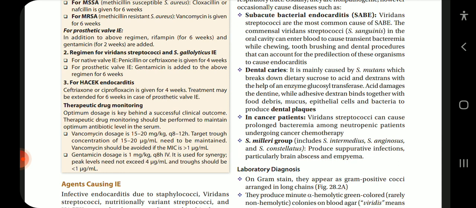Gentamicin dosage is 1 mg per kg every 8 hours IV. It is used for synergy. Peak levels need not exceed 4 microgram per ml and troughs should be less than 1 microgram per ml.